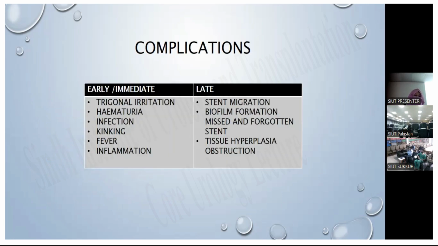Complications that are early, we all know, is hematuria. It could be due to hematuria, infection, kinking, fever, inflammation, or trigonal irritation. And late complications that can be seen is stent migration, biofilm formation, missed or forgotten stent, which can act as a nidus for stone formation as well, leading to obstruction.